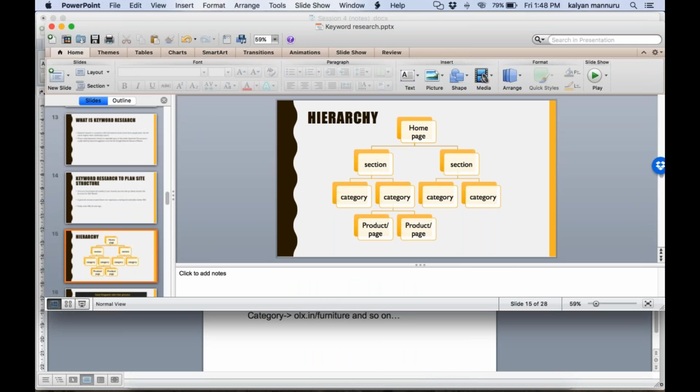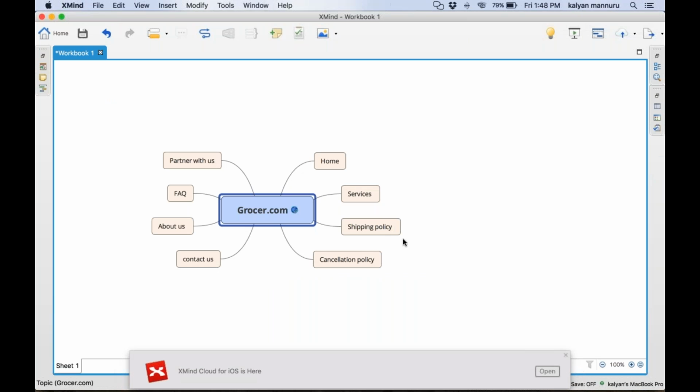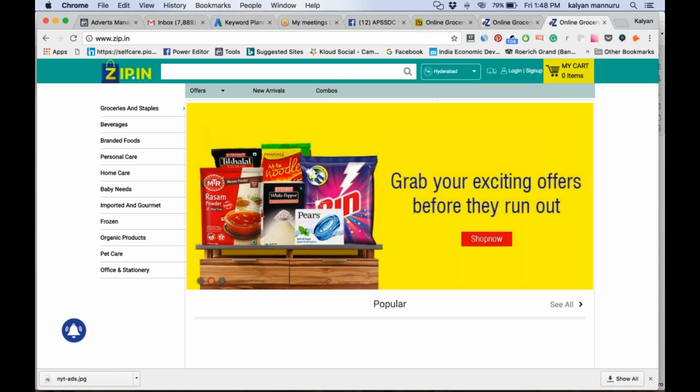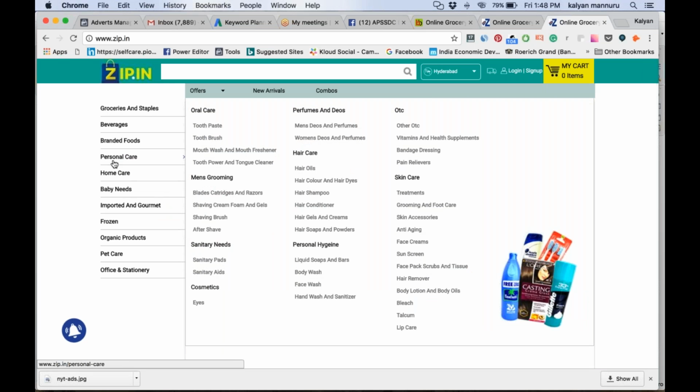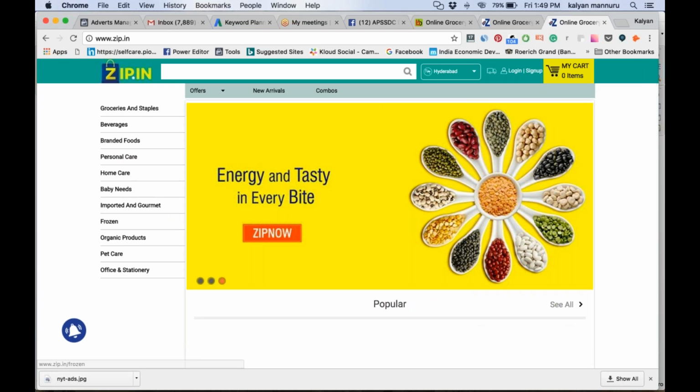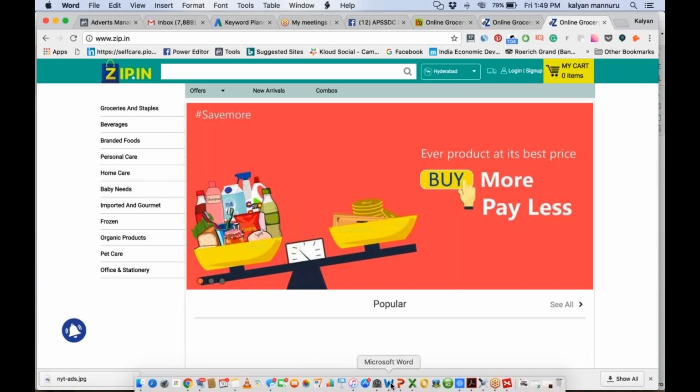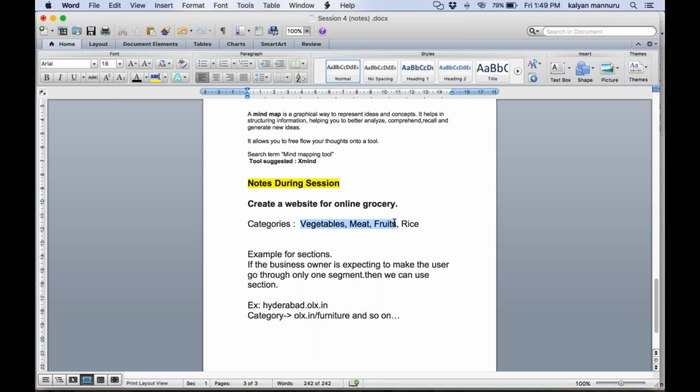So right now I'm not trying to add sections for my website. What I'd like to add is categories. So what are the categories that you usually face when you go to a grocery kind of website? You can always refer to a competitor page. Here are the sections. Here are the categories right here. Grocery is a category. Personal care is a category. Organic products is a category. But what are the categories that we thought of doing? As you can refer in the document, we thought of doing vegetables, meat, fruits, and rice. Only four categories I thought of providing on my website.